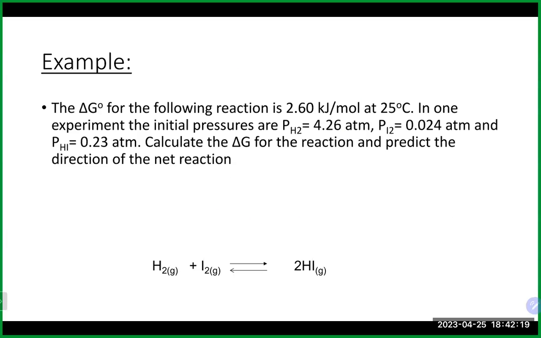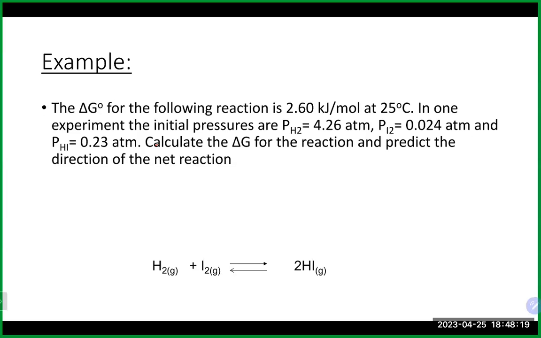All right, one last one here for chapter 16. Calculate the delta G for the following reaction, where delta G naught is 2.6. We got some pressures of each of the gases. We're actually looking for the delta G for this reaction. See what you get there and predict which way it might go.